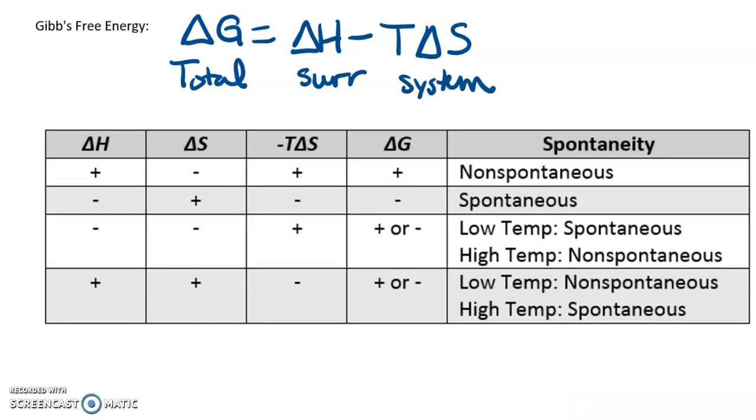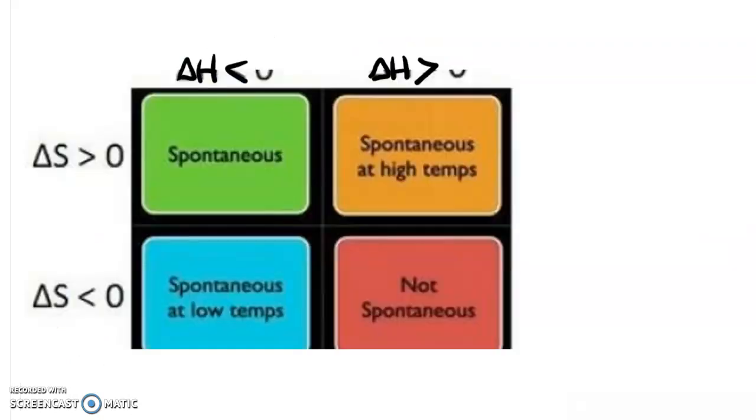Okay, this chart is generally a pretty good one to know. It's often simplified to only including the delta H and the delta S, and I'm going to show you that in just a second. So this is the chart that you usually see, and it's a good summary chart to help you remember whether or not a reaction would be spontaneous. Basically, if you have a delta H less than 0, this is an exothermic process. Delta H greater than 0 would be an endothermic process.